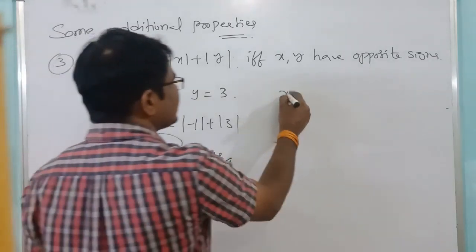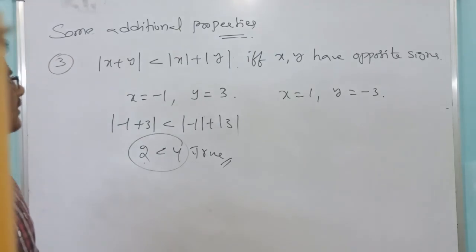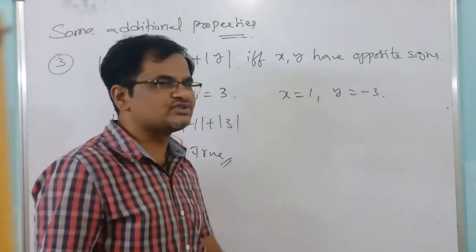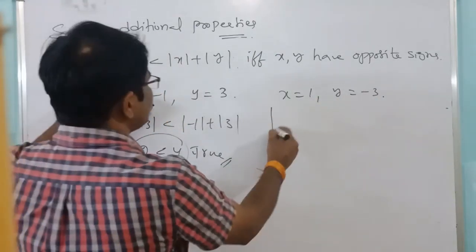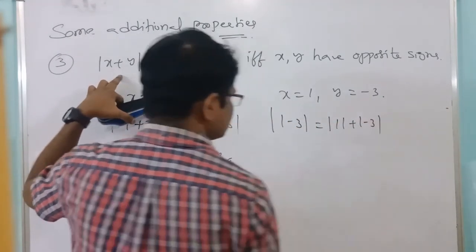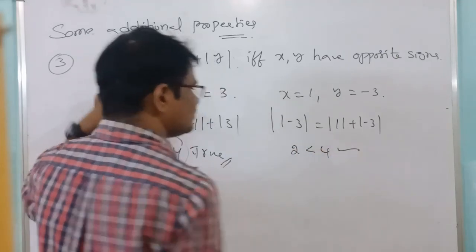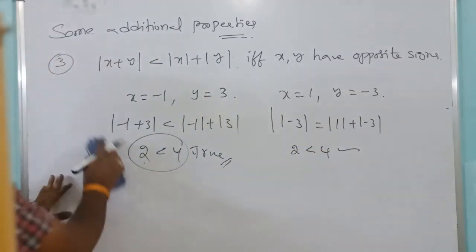Suppose you take x equal to 1, y equal to -3, because here also these two have opposite signs only. Substitute here modulus of 1 minus 3 less than modulus of 1 plus modulus of -3. So here modulus of -2, 2 less than 4. Here also true.